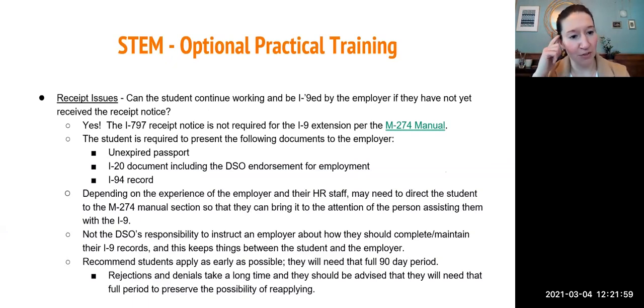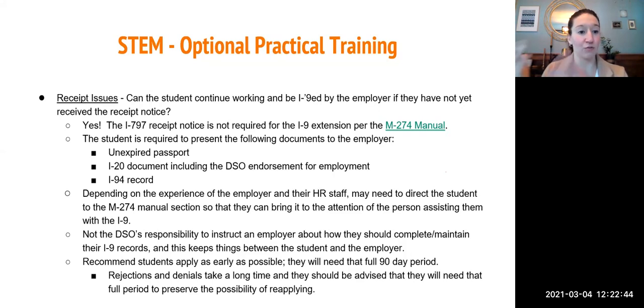One issue that I think is really important to talk about that Shannon started us with is the issue of the receipt notices. And that has come up quite a bit for a number of our students with the question, can the student continue working and be I-9'd by the employer if they have not received the receipt notice? The answer here is actually yes. And I think this is a good example of when to look at that M274 manual, which is why I wanted to highlight this. It's pretty clear in that manual that the student has to provide their employer with the unexpired passport, the I-20 document that includes the STEM OPT recommendation, and their I-94 record, which should certainly include F-1 DS on it.